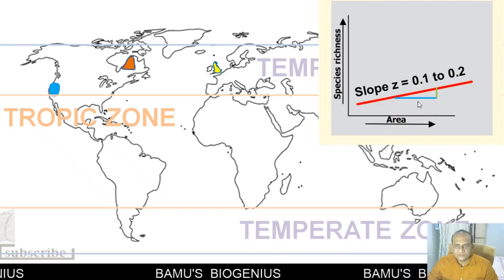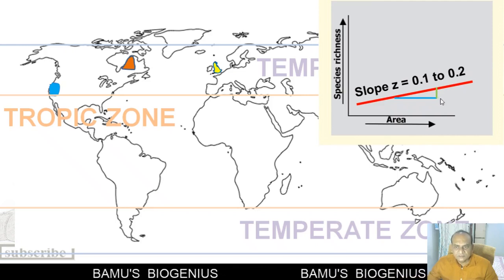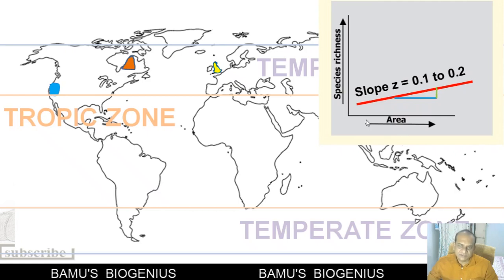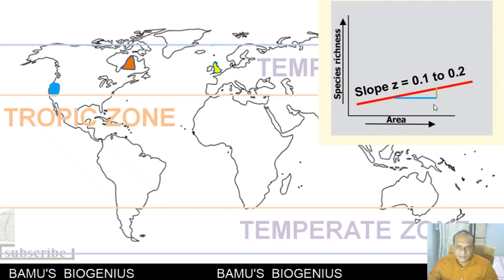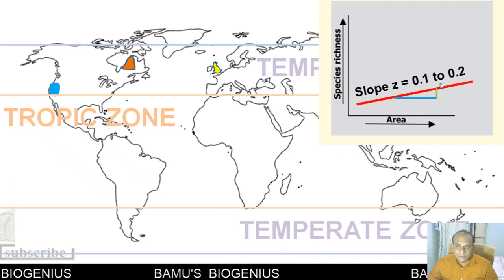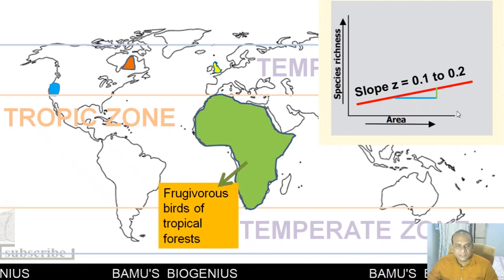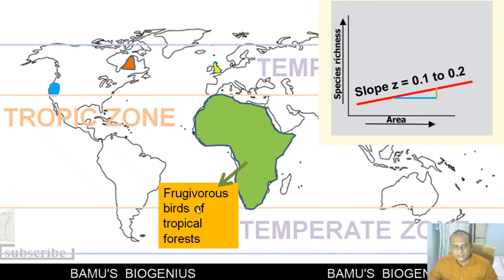This line has a z value between 0.1 and 0.2. That shows us that for a very small change in area, there is an even smaller change in the species richness. So you can imagine that dy by dx will always be 0.1 to 0.2, below 1.